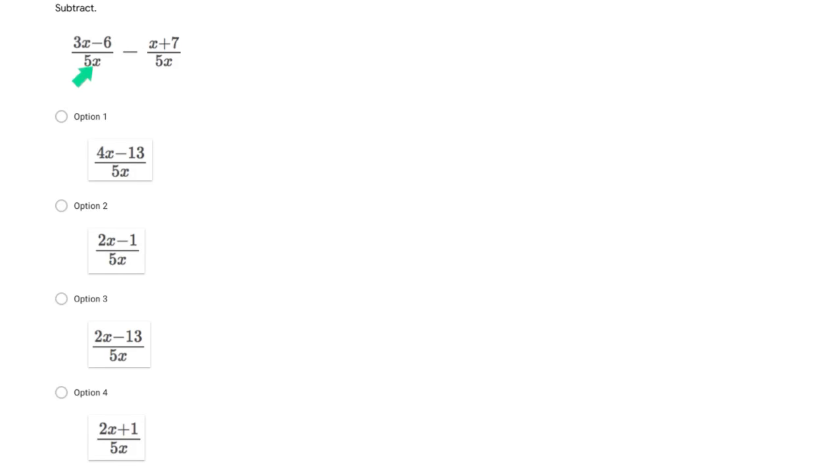Okay, on this problem, the denominators match, so we don't have to really worry about them. The only thing we're going to be dealing with is the numerators, and that's where our math is going to take place. We're going to have 3x minus x, which makes 2x. And then we have negative 6 minus 7, which makes negative 13.